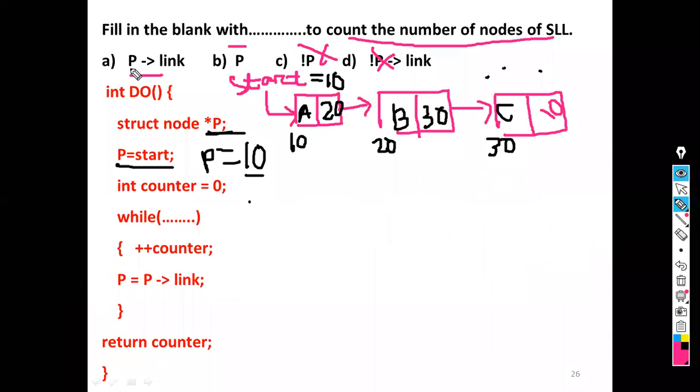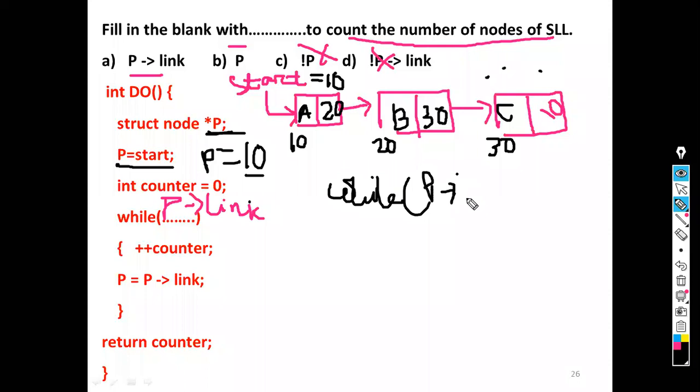P link. Okay. He is saying P link. Let's see. P link. Okay. While P link, that means while P link is not equal to null. It says that what is the ultimate solution? While P link is not equal to null. Okay. That is while P of link is not equal to null.